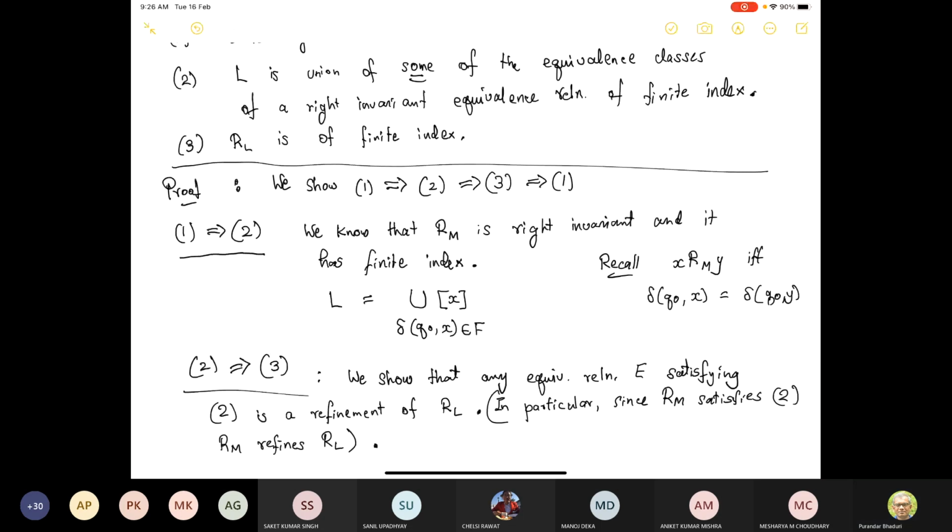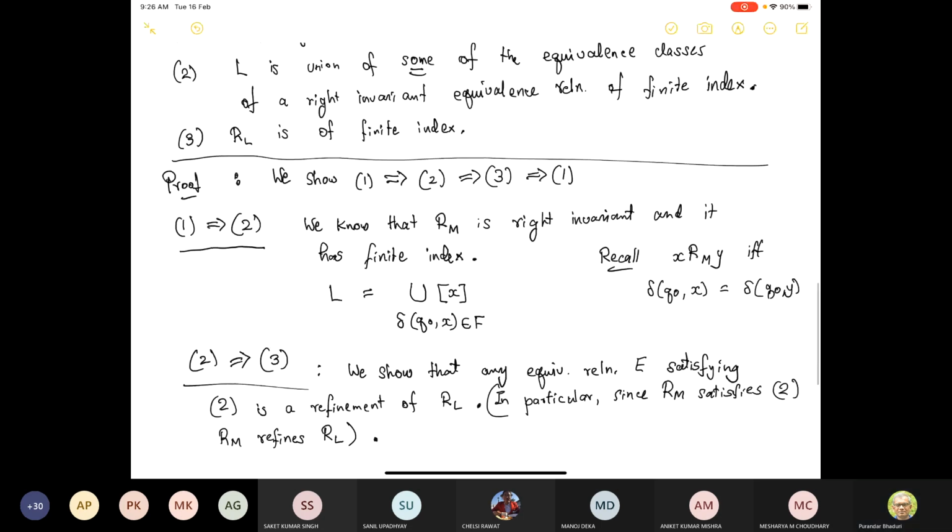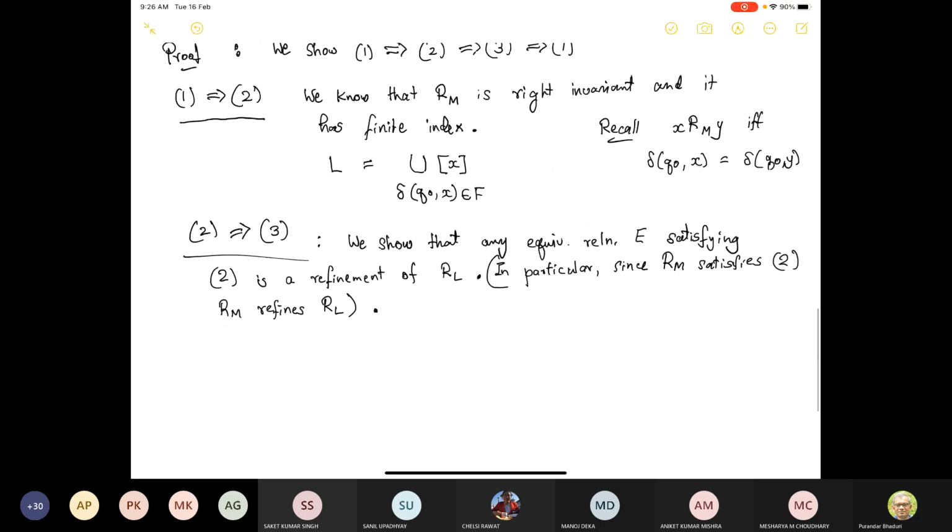So that's what we need to show. We are going to show that any equivalence relation satisfying two is a refinement of RL. So that's what we need to show, that E is a refinement of RL. Hence RL is of finite index, right? So we just need to show the refinement part. So assume X E Y. Right?